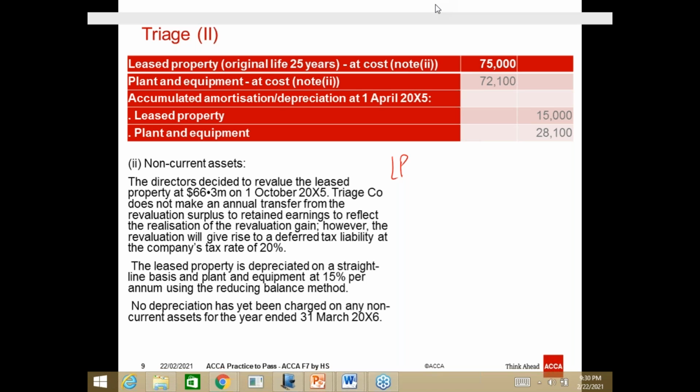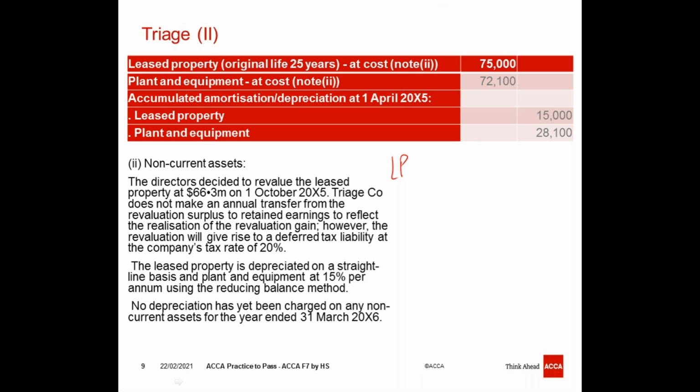So let's solve the question. You can see here on the screen the year end of the company is 31st March 2006. We have been given the cost of the lease property as 75,000 and its accumulated depreciation at the start of the period is 15,000. But the revaluation was done at the mid of the year. So first you need to calculate the net book value. The net book value at the start of the year is 75,000 minus 15,000, so it will be 60,000.